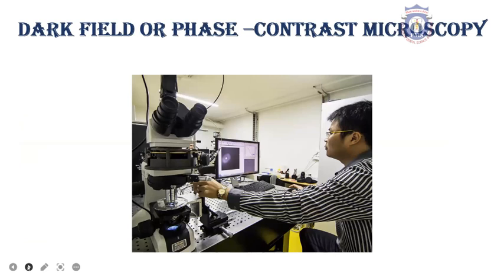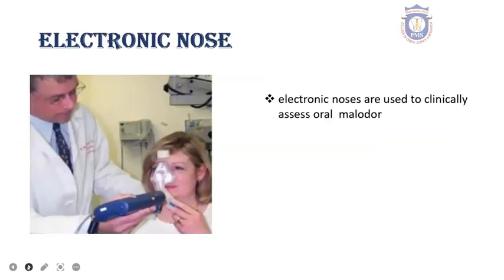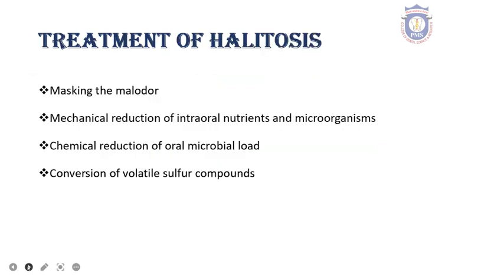The other one is dark field or phase contrast microscopy, which is used to detect the bacteria. And the other one is the electronic nose. It's a device similar to the human nose. It has got sensitivity, and it is used clinically to assess the oral malodor.